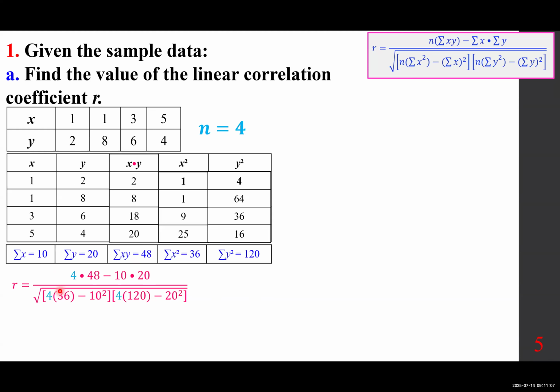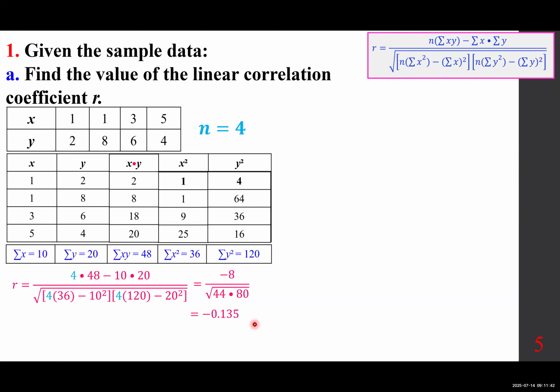Inside this square root, we start with the n, 4, times summation of x squared, 36, minus summation of x, which is 10, quantity squared. So that's the first bracket. Second bracket, we do the same thing with the y. N times summation of y squared, which is 120, minus summation of y, which is 20, squared. You put it into a calculator. Minus 8 over the square root of 44 times 80, and you end up with negative 0.135.